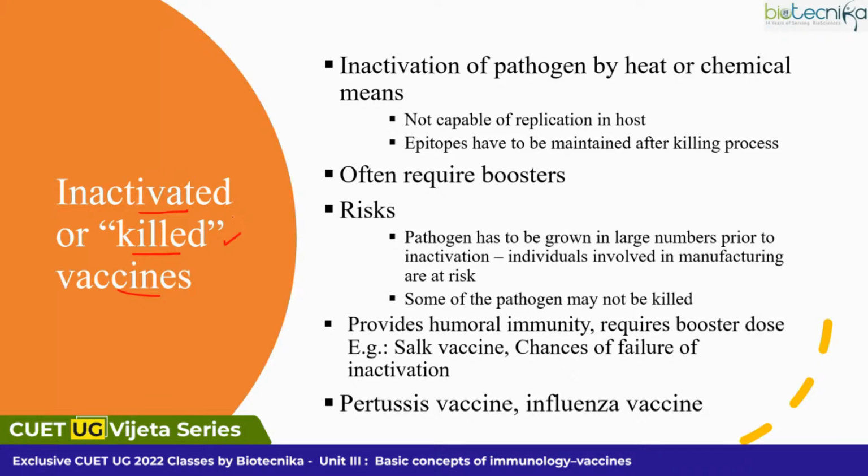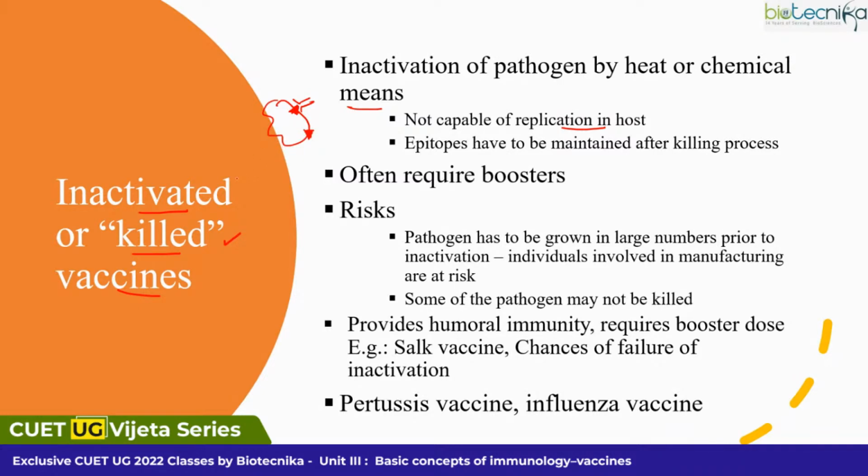Now killing the pathogen can be done either by certain heat treatments or certain chemical treatments, so the pathogen cannot replicate in a normal host. But when you are killing it, you have to make sure that the epitopes are maintained. Epitopes are that part of the pathogen that actually bind to the antibodies, right? The epitope should not be destroyed, only then it can be used as a vaccine.